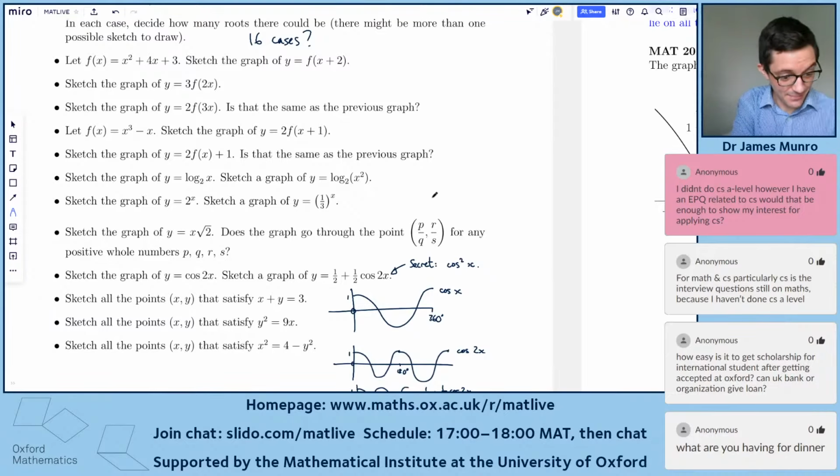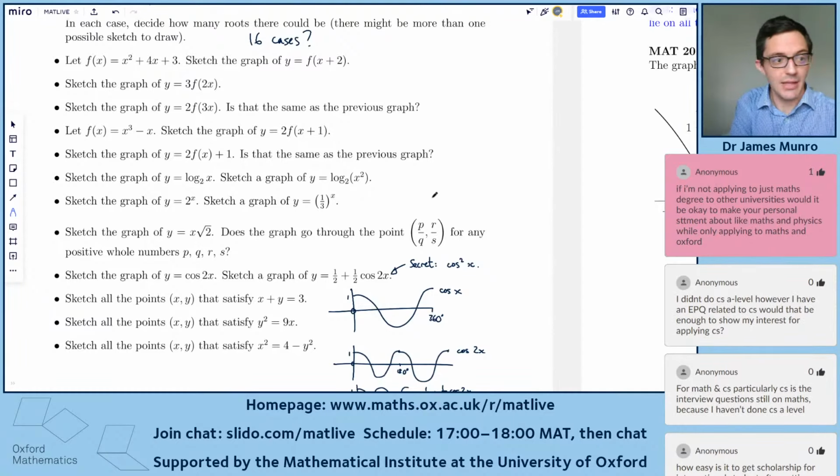Cool. Didn't do CS, have an EPQ. Is that enough? That does demonstrate some interest in computer science, I guess. Tell us about that. And there's that question again: not applied to a maths degree at other universities. Okay, maybe personal maths. Is it okay to talk about maths and physics on your personal statement? Yes, that's fine.